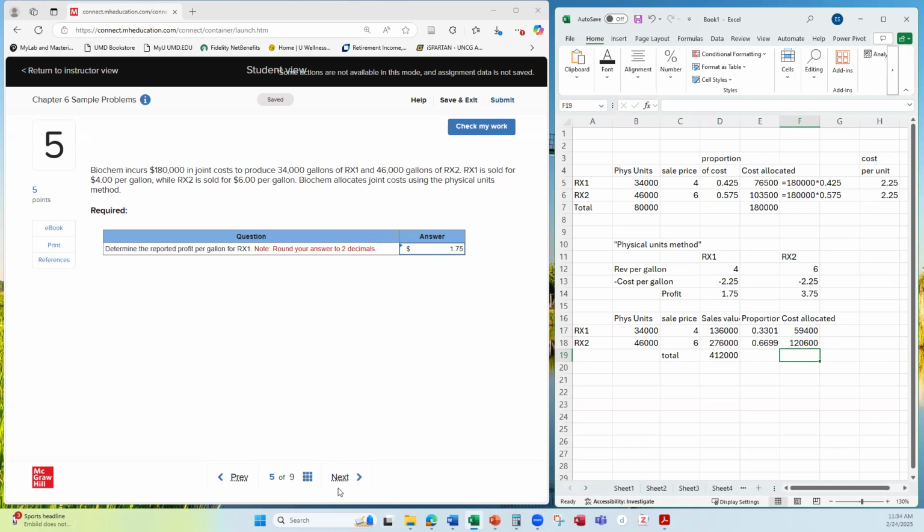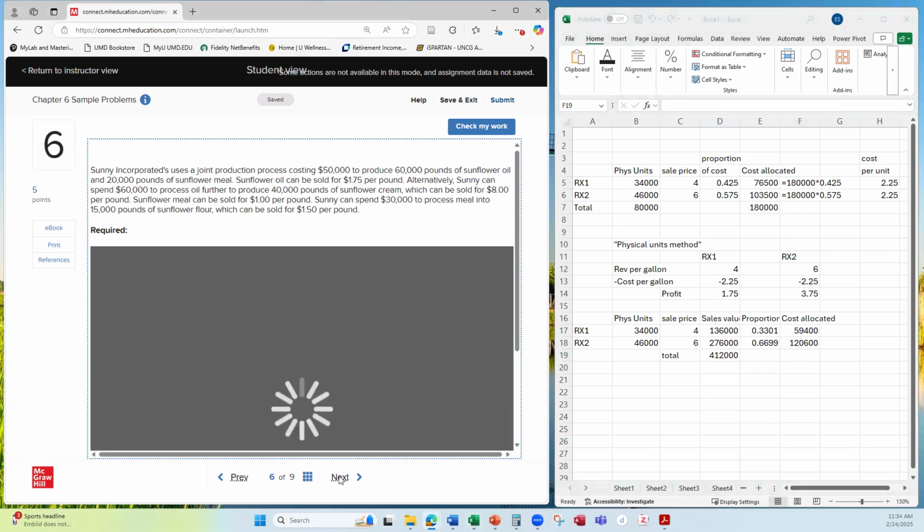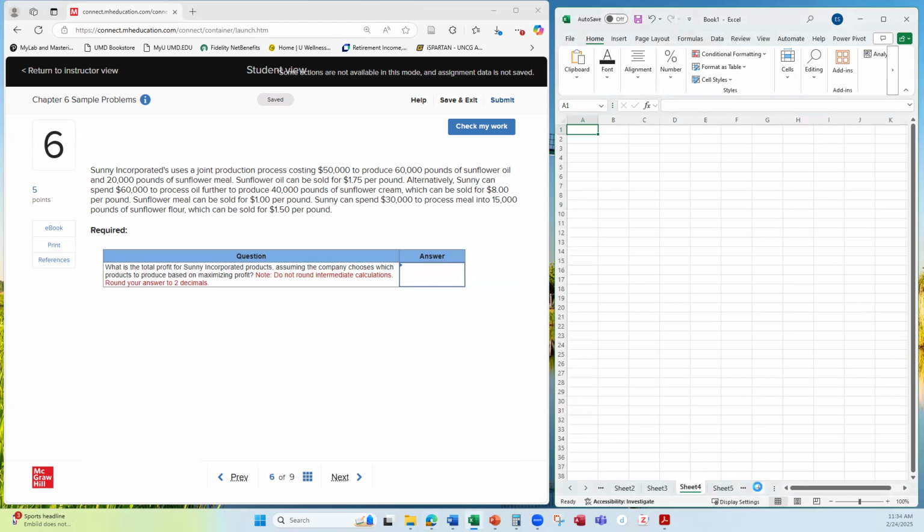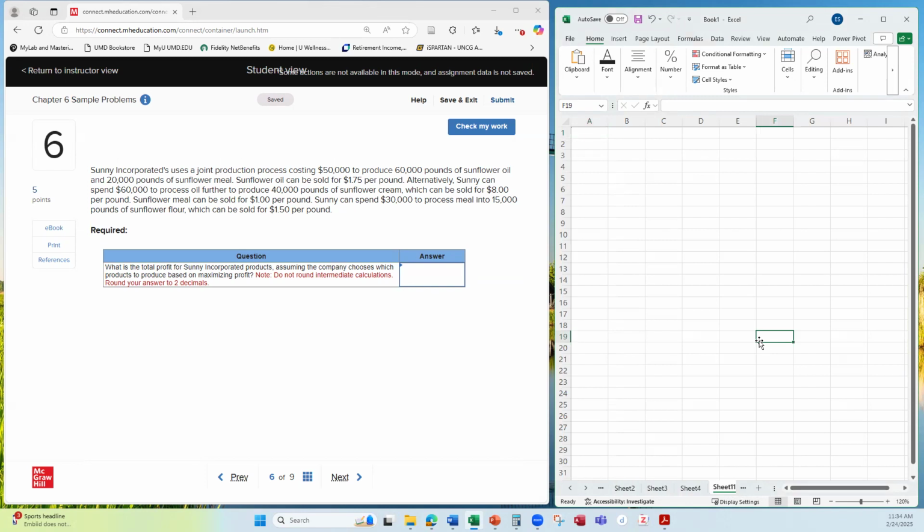Okay, so let's look really quick at problem number 6 here in the in-class exercises. Add another sheet here. So we have Study Incorporated, and they're using joint production process costing. $50,000 that produces 60,000 pounds of sunflower oil. I'm going to put sun oil and sun meal.